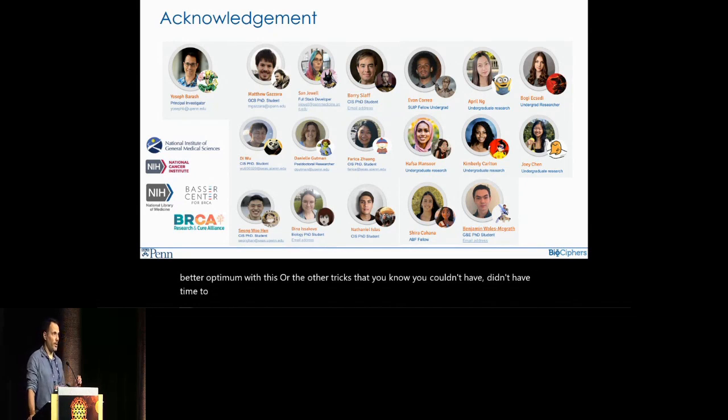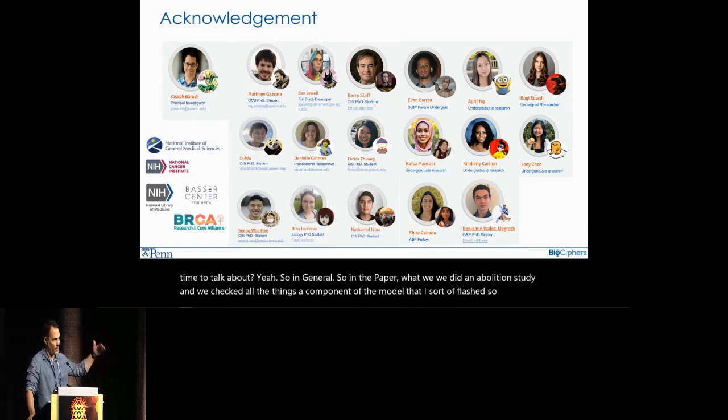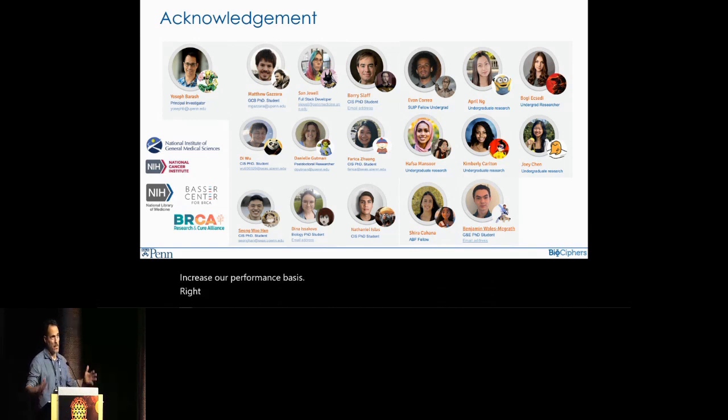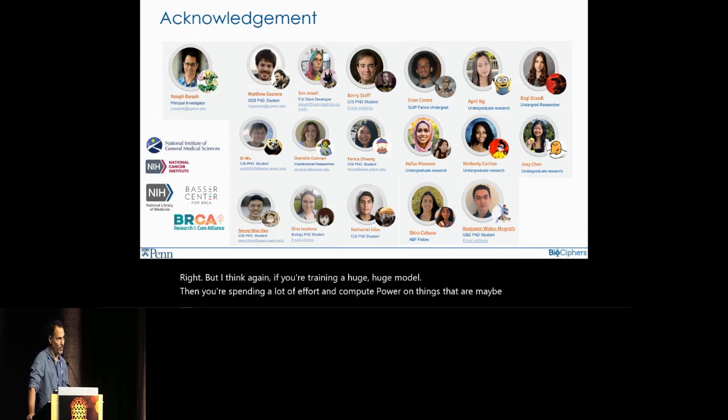Yeah, so in the paper, we did an ablation study and we checked all the things, the components of the model that I sort of flashed. So the target function, the pre-training, the fact that we're doing an RNA pre-training and not like DNABERT or something like that. All of those components increase our performance, basically, right? But I think, again, if you're training a huge model, then you're spending a lot of effort and compute power on things that are maybe not as relevant for the specific tasks that you're interested in.